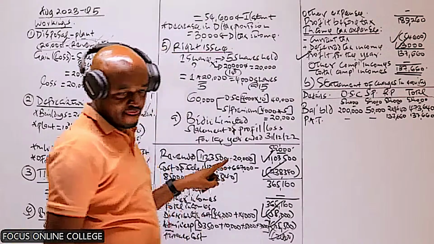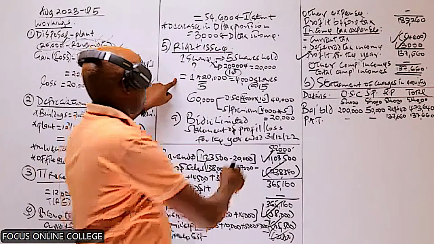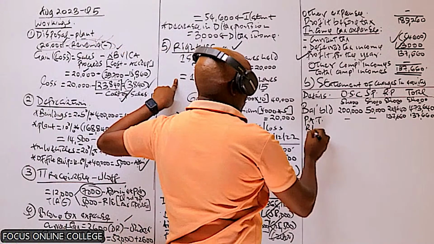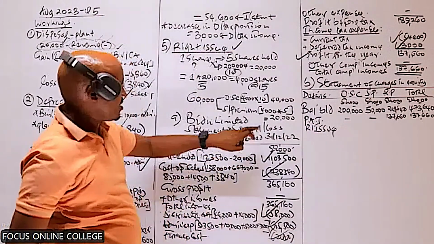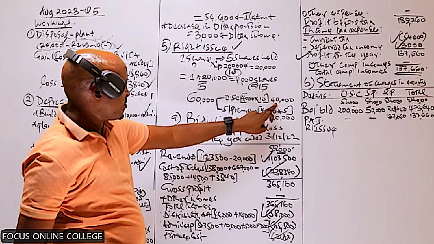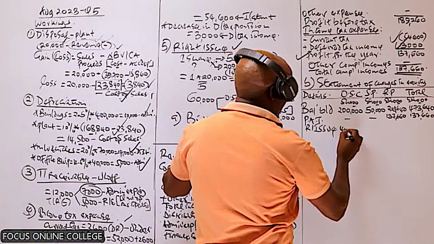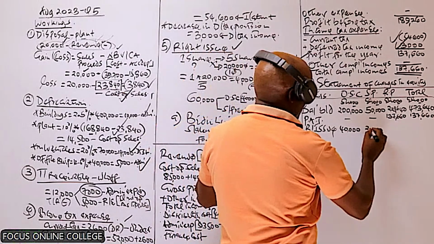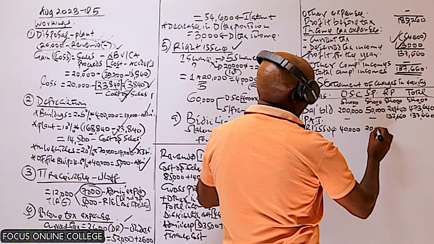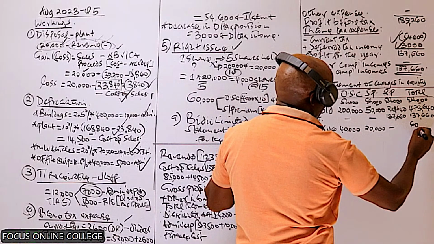Then from there, we have this rights issue. We said it will affect 2 items. We add 40,000 to the ordinary share capital, and to the share premium we add 20,000. The total amount is 60,000. We take it to the last column there.